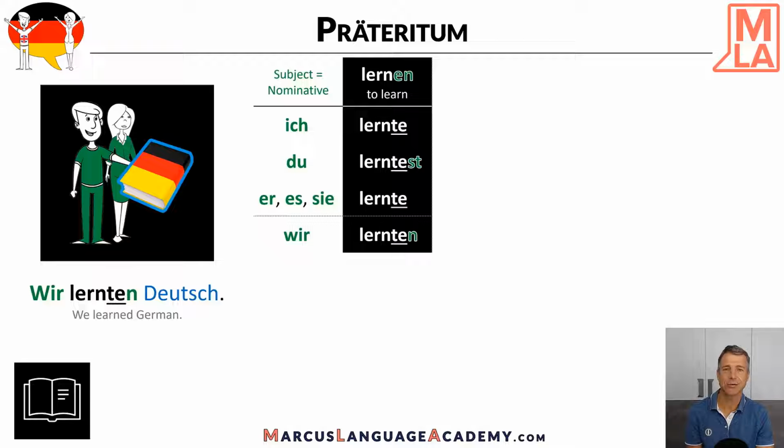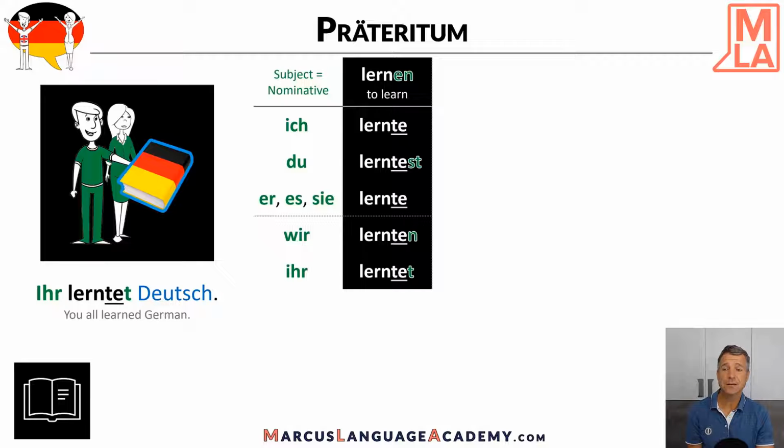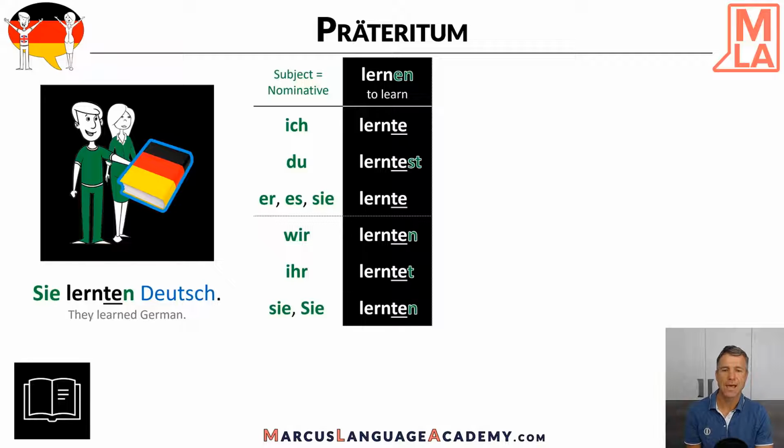Ihr lerntet Deutsch. We add a t. You all learned German. And they learned German. Sie lernten Deutsch. It's the same as first person plural. Wir lernten, sie lernten.